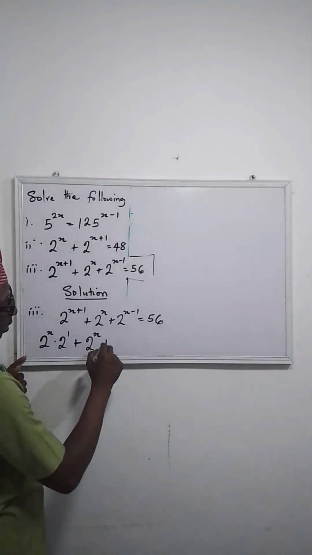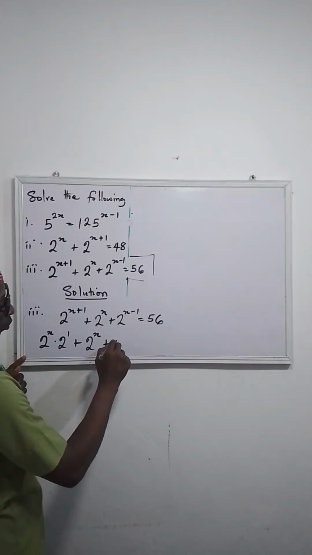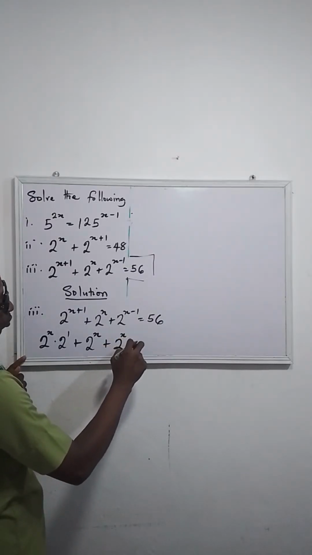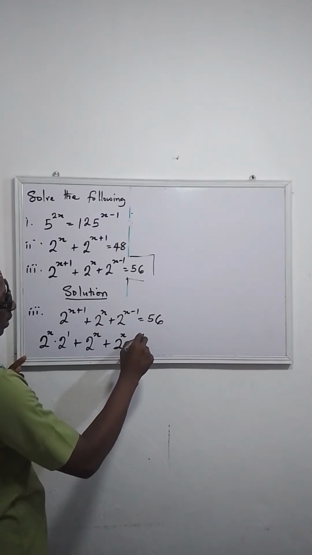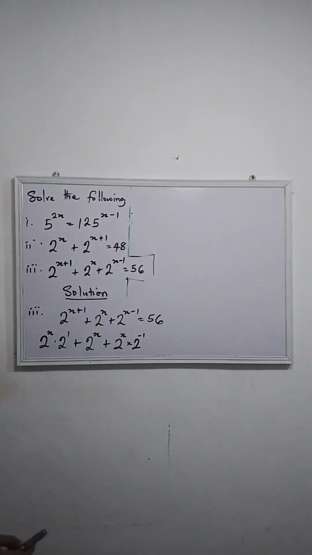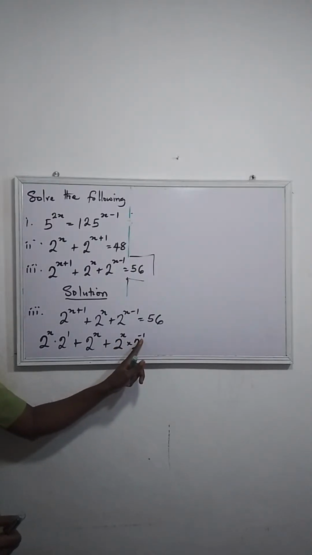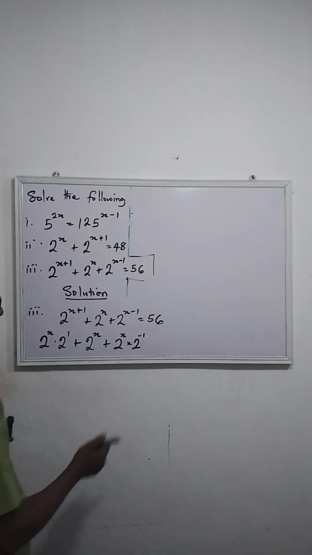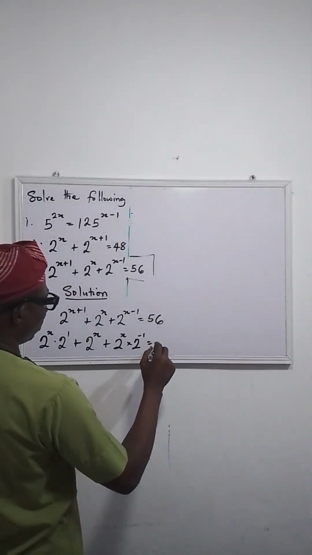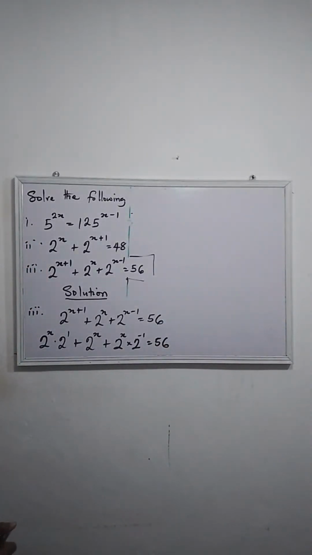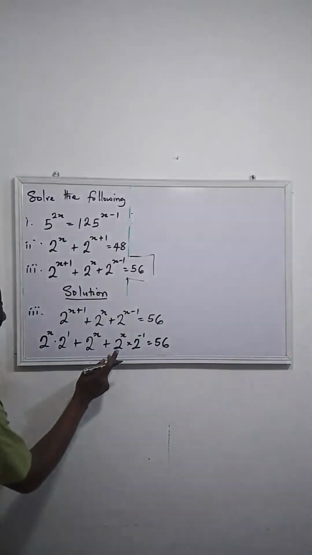Now let's look at the last one here. It's the same thing as 2 raised to the power of x times 2 raised to the power of negative 1, because when you multiply this and this together, we add the powers. Do you understand that? So that is equal to 56.